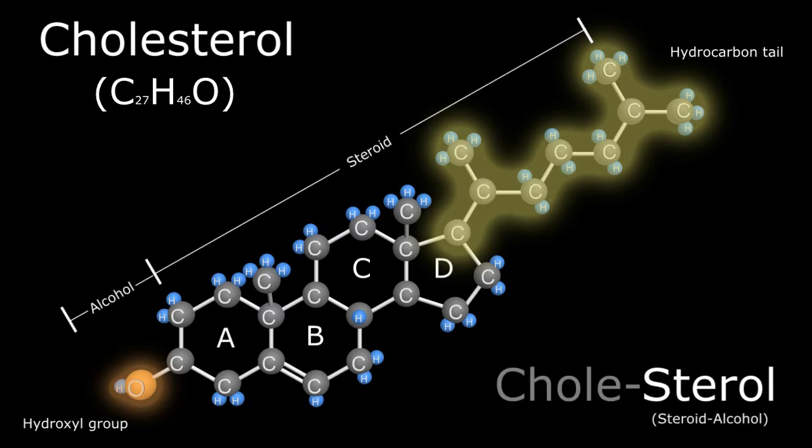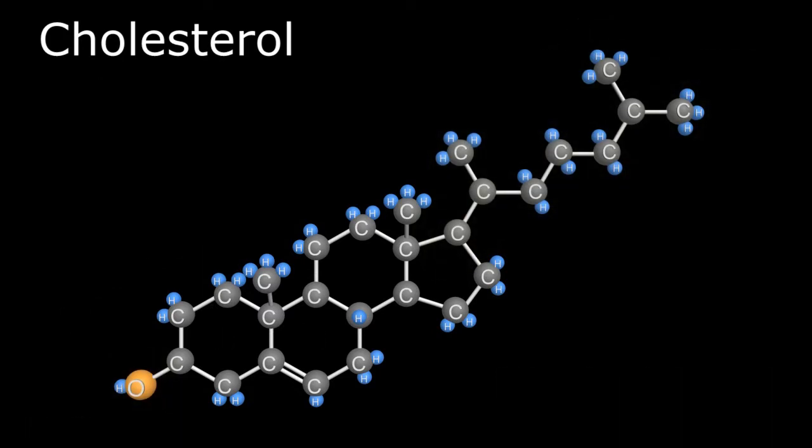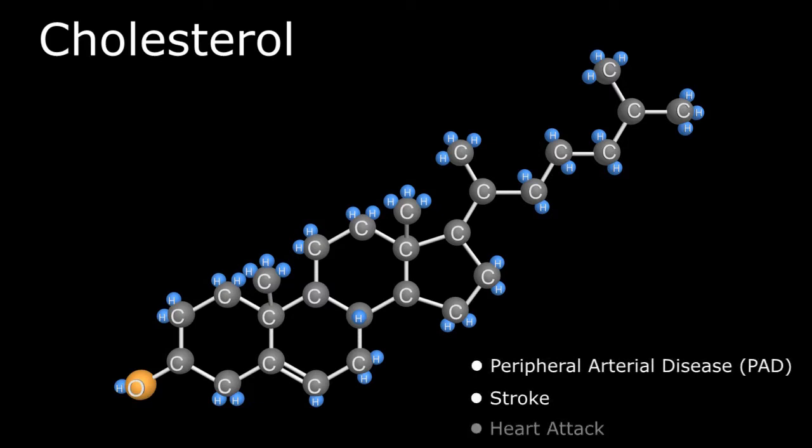The Greek root chole means bile. As we will see in a moment, cholesterol is found abundantly in the bile, either free or as a precursor to the bile acids used in fatty digestion, and sterol, of course, means steroid alcohol. Cholesterol has received a bad rap over the years, accused of contributing to a multitude of vascular-based diseases, including peripheral arterial disease, stroke, and heart attack.